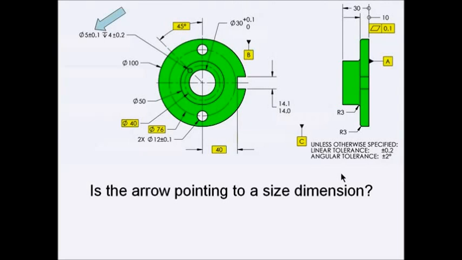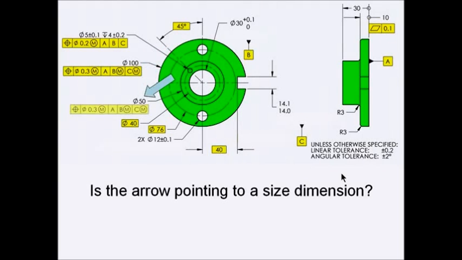The 5 plus or minus 0.1 is the size of the hole, so this would be a feature of size and require position. The 100 picks up its general tolerance of plus or minus 0.2 from the general note, and this is a feature of size, once again requiring position. The same is true for the 50 diameter.